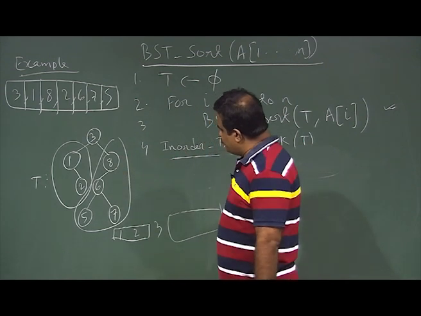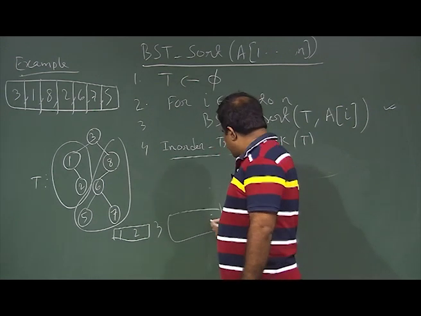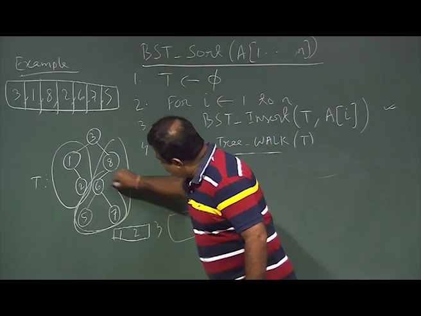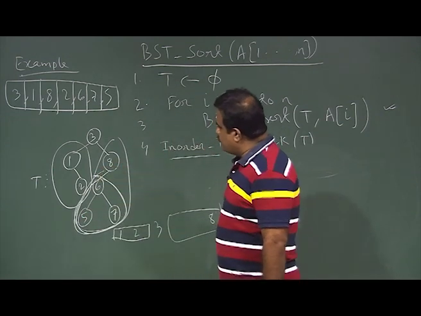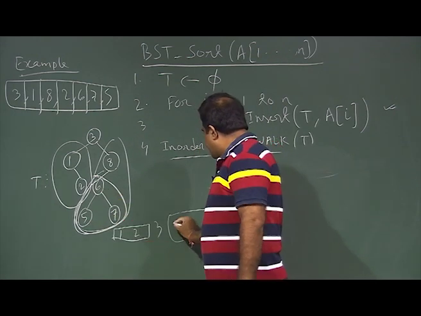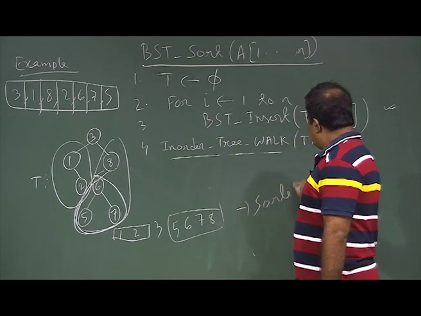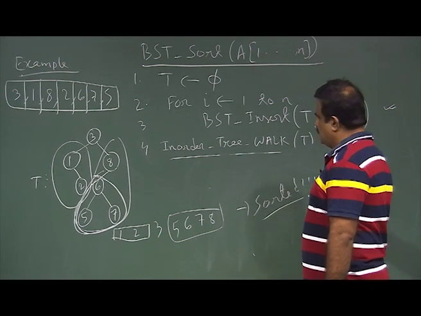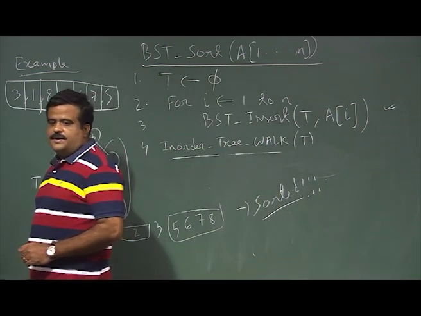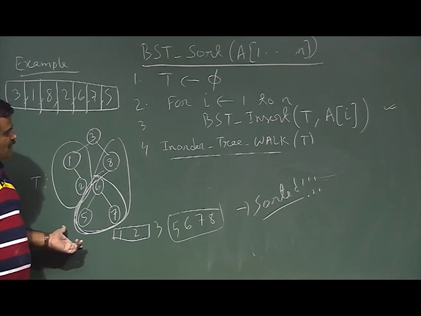And similarly for this tree, 8 is the root for this subtree. Now we call the in order tree walk. There is no right subtree, so 8 will be printed here, and first we print the left subtree. The left subtree is this one. Again for this we call, this is the root, this is the right and this is the left. So 5, 6, 7, sorted. So if we do the in order tree walk on this BST, we are getting the sorted array. So this is called BST sort.